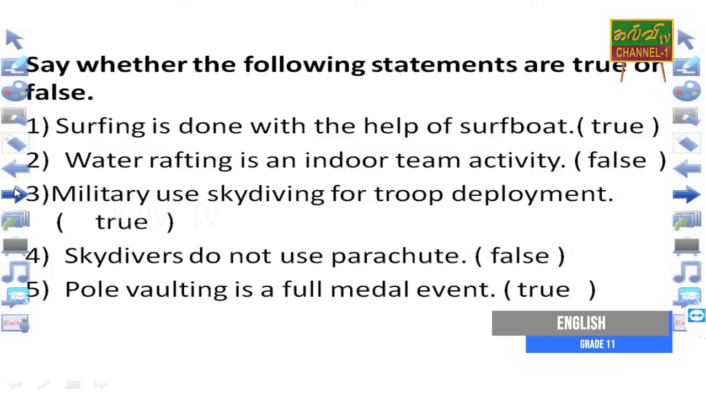And another, say whether the following statements are true or false. First one, surfing is done with the help of surfboard. It's true. Water rafting is an indoor team activity. Water rafting is an adventurous outdoor team activity, so it is false.